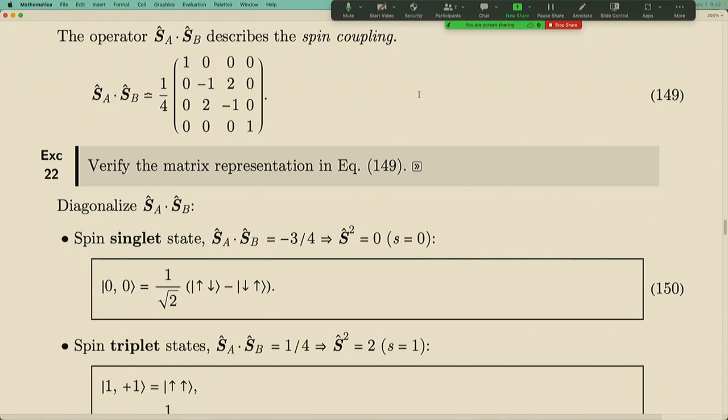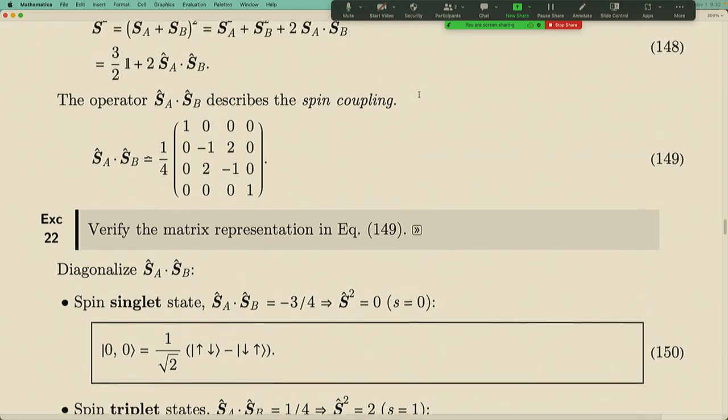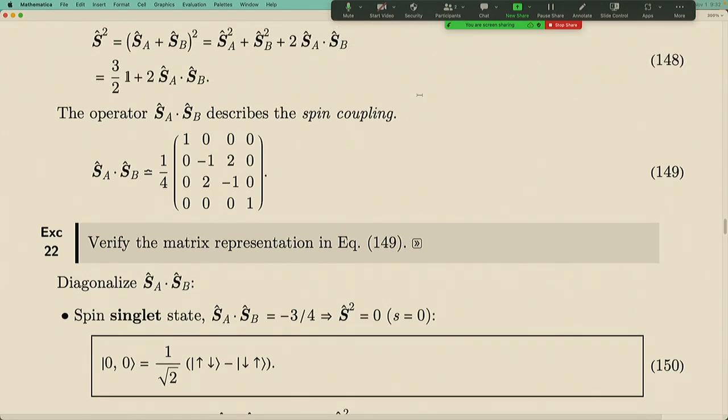So we can perform a matrix diagonalization. You can use Mathematica or calculate by hand. The answer is that this matrix has four eigenvalues, and one is different from the other three. There is one single eigenvalue which equals minus 3/4, corresponding to a state where S squared equals 0. If you remember the relationship between S squared and SA dot SB, if SA dot SB takes a certain eigenvalue, you can substitute it into this formula and infer S squared.